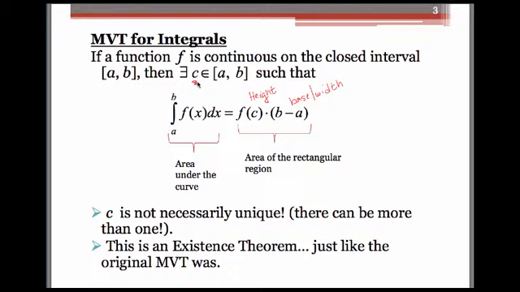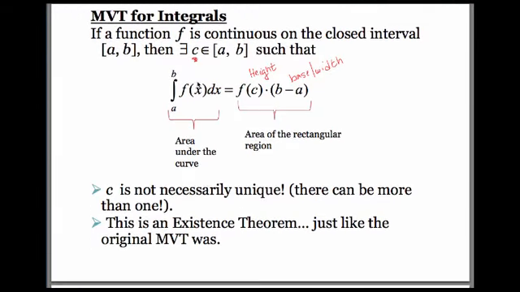You might remember back to the original mean value theorem, the one that states that somewhere on a continuous curve on a closed interval from a to b, there would be a place or places where the derivative, the slope of the line tangent to the curve, was equal to the slope of the line that connected the endpoints.